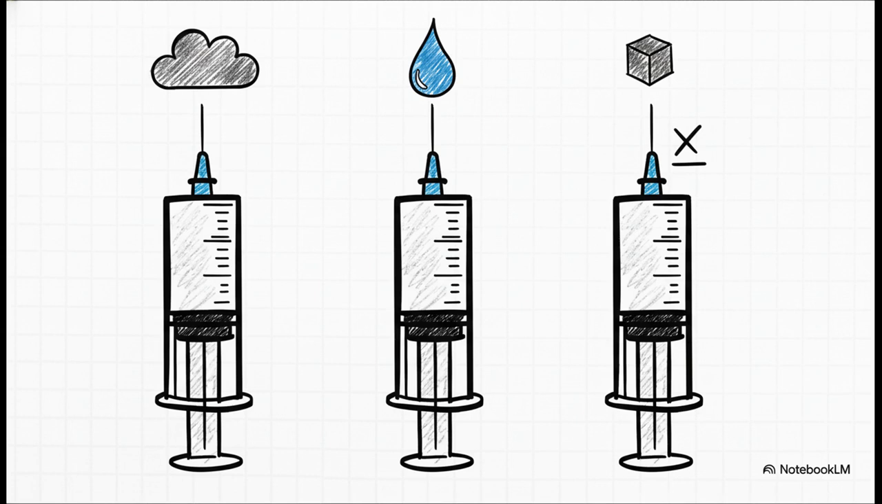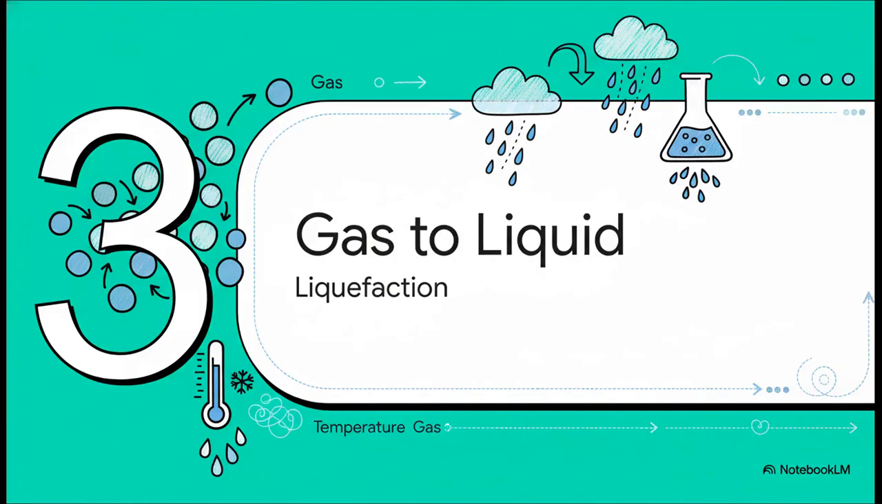Now, if you try to push the piston in each one, what will you find? For the syringe with gas, the piston will move in very easily. For the liquid, it will be quite difficult to push. And for the solid, the piston will not move at all. This clearly shows us that gases are highly compressible compared to liquids and solids. So, because gases can be compressed so easily, it leads us to a very interesting possibility. We can actually change a gas into a liquid. This process is known as liquefaction.